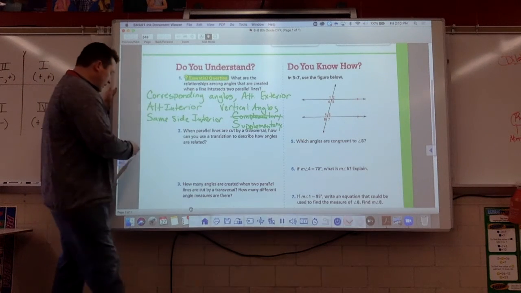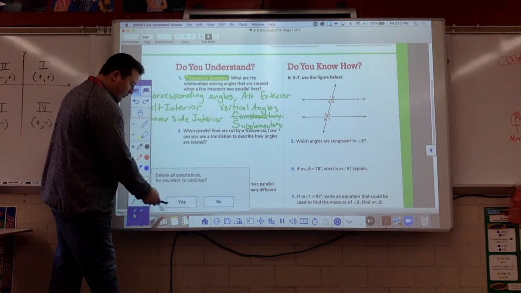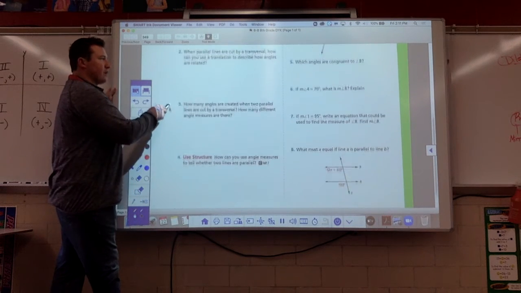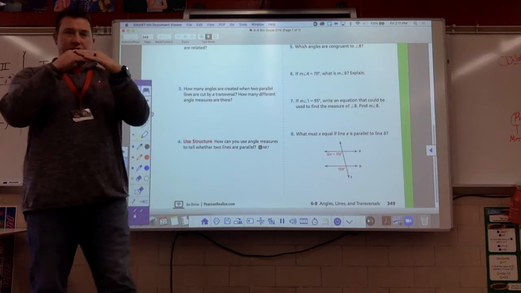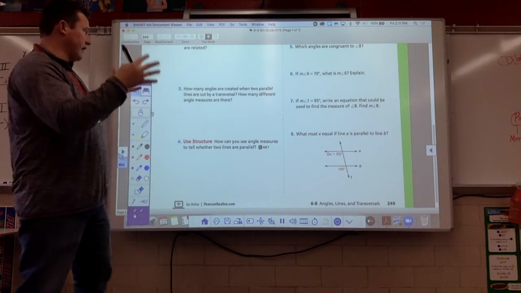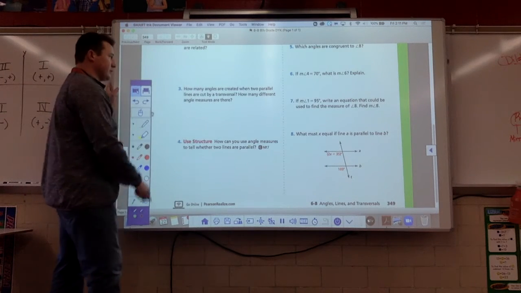Question 2. I don't really care about that. They show you in example 1 how we can use the translation, right, to move that transversal here and then all of our angles or whatever. It kind of doesn't make any sense until we use it.